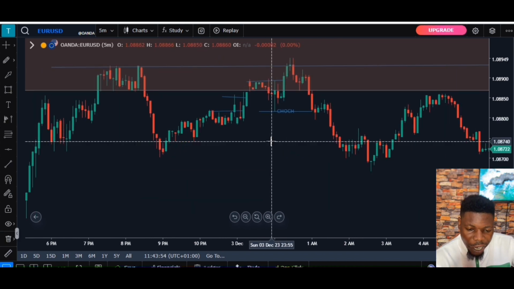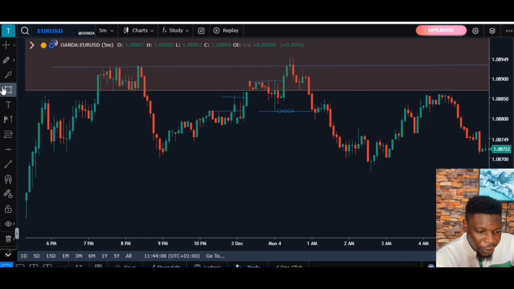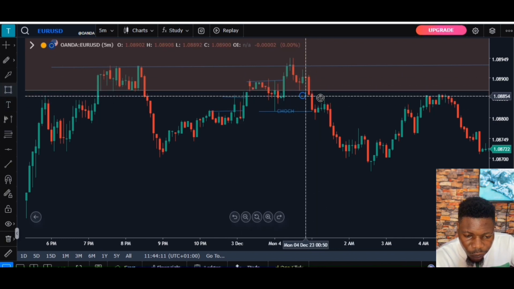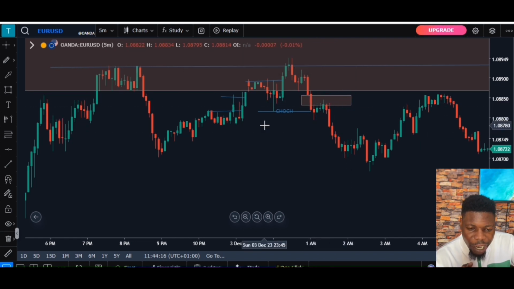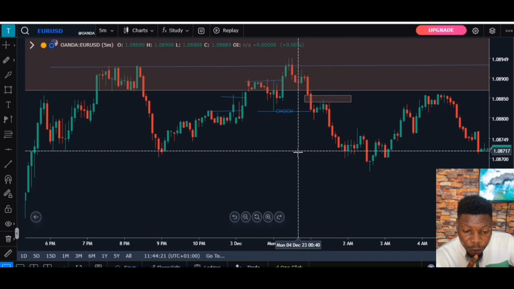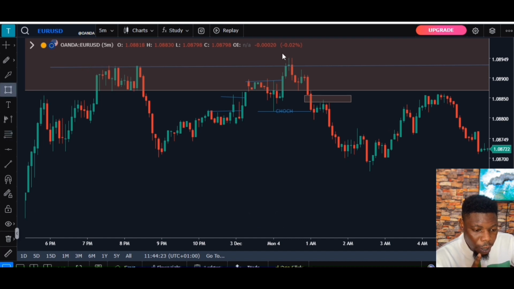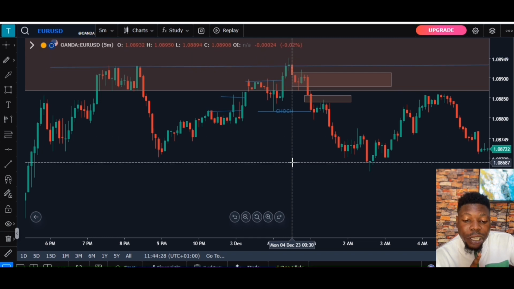Then after the change of character, we wait for an order block to be created, or we could tap through a fair value gap. So we have a fair value gap here and we wait for it to be filled. So in this scenario, two things can happen. The fair value gap might be filled, or the order block, this is the order block here, or even this order block here.